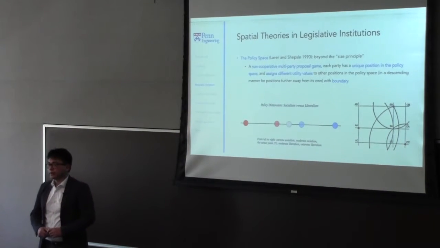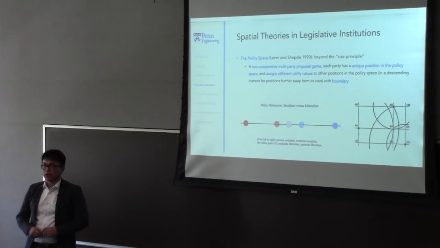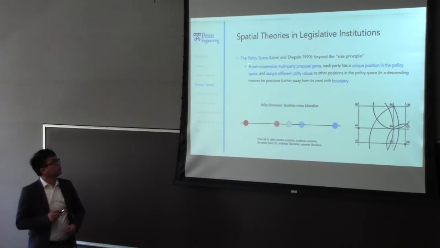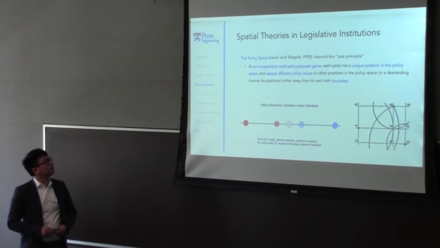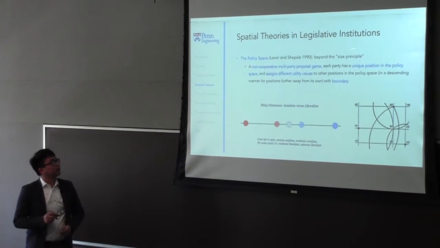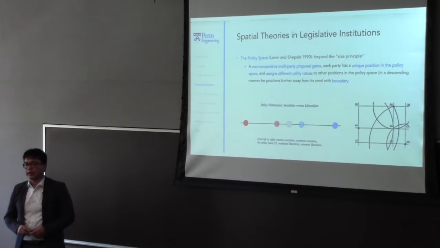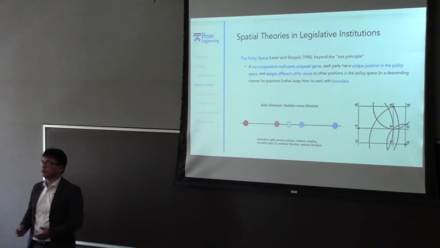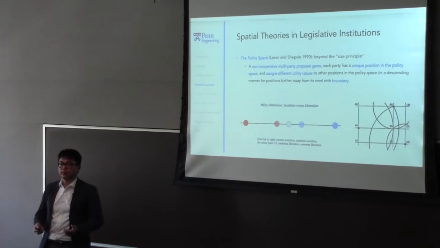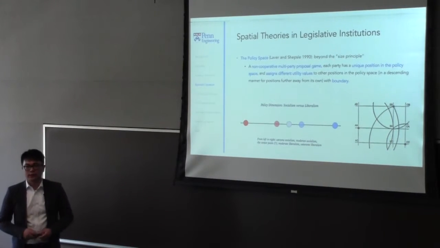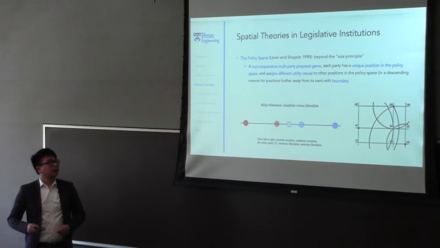So let's move on to spatial theories in the legislative institution context. The idea of policy space was first proposed by Laver and Shepsle in the 90s. It extends beyond the size principle. When people initially studied cabinet formation, it was all about size, so you want to form coalitions sizable enough for you to become the winning party or winning coalition.